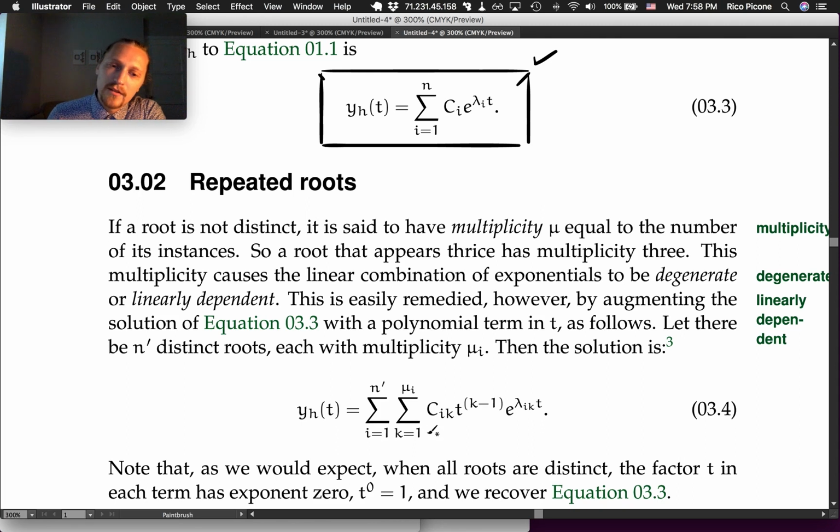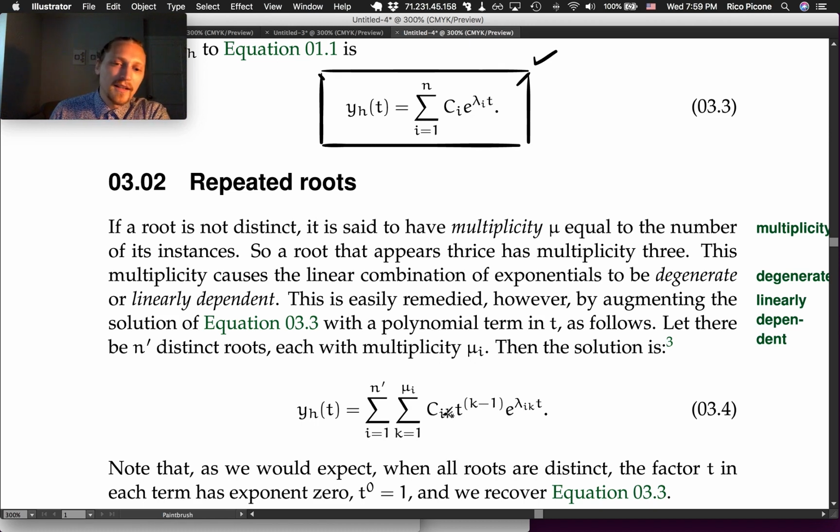So let's take the inner sum first. In order to do that, let's take the outer sum first, just taking one value, so i equal to 1. What the outer sum is saying is, for each distinct root, we'll take the first one, so i equals 1, and we sum from k equals 1 to the multiplicity of that distinct root. So if it was negative 17, the multiplicity would be 3, right?